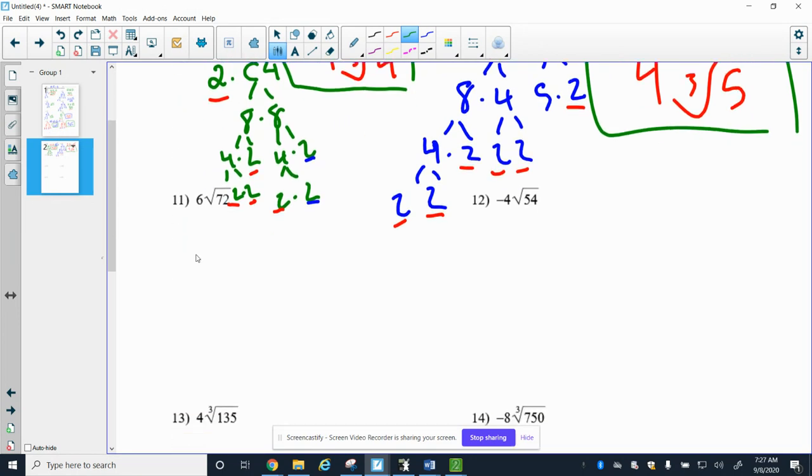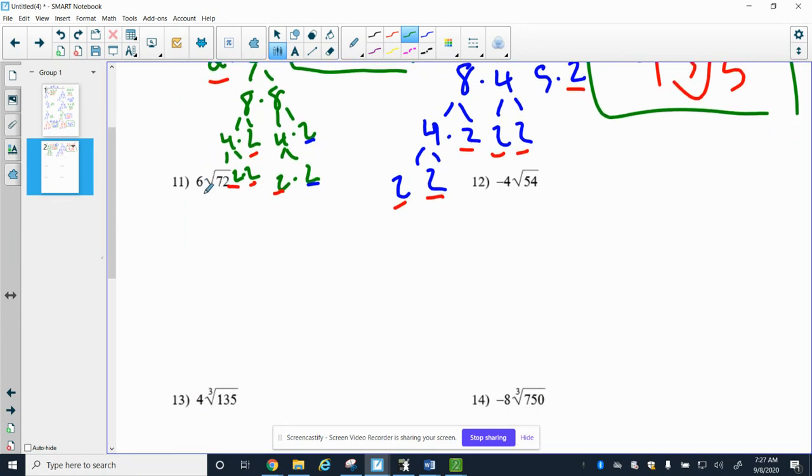All right, from here, we have some radicals with numbers in front. We still are going to treat this the same, we just have another number in front. So we just break down root 72. Let's see, 9 times 8, 3 times 3, 4 times 2, 2 times 2. Remember, now it's a square root.